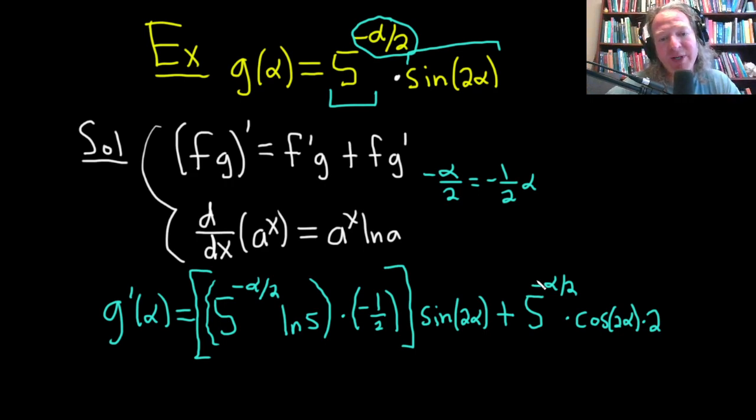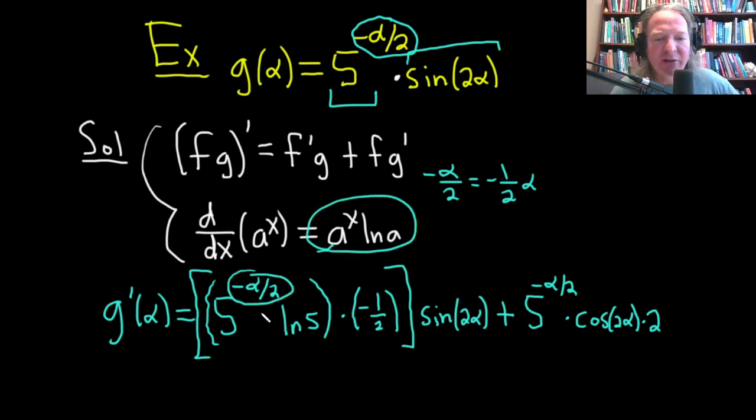Let me just go over it one more time. So we're using the product rule. It's the derivative of the first. So this derivative is going to be a chain rule. It's 5 to the negative alpha over 2 ln 5. That's the derivative of the outside using this formula here, times the derivative of the inside, which is negative alpha over 2. You can think of this as negative 1/2 times alpha. The derivative of alpha is 1. Boom. So we get negative 1/2.